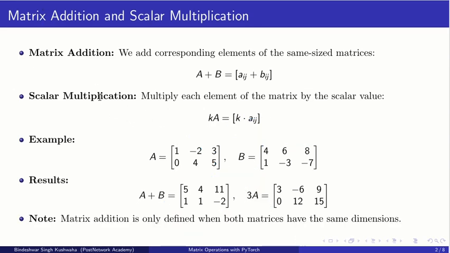Now let us see this in PyTorch and note that matrix addition is only defined when both matrices have the same dimension. That means here we have matrix A of dimension 2 into 3, and B has dimension 2 into 3. If they are different, addition will not be defined.